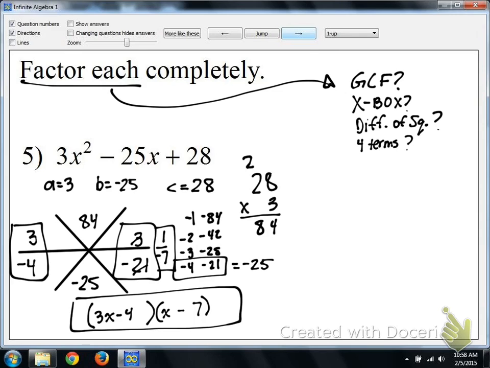Okay, so that's how you do 5, 6, 7, and 8, okay? You good? Ready to go? Okay, so keep in mind these 4 questions: GCF, X box, difference of squares, 4 terms. Today I'm giving you the idea of how to do it, but on the test you might not have that idea.